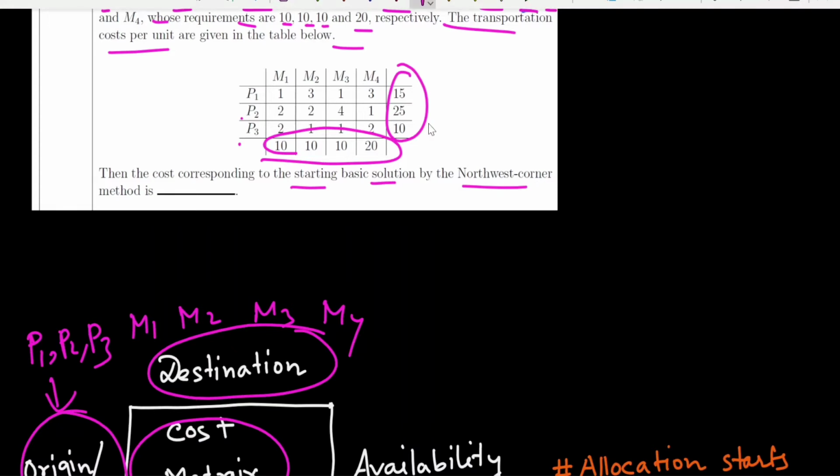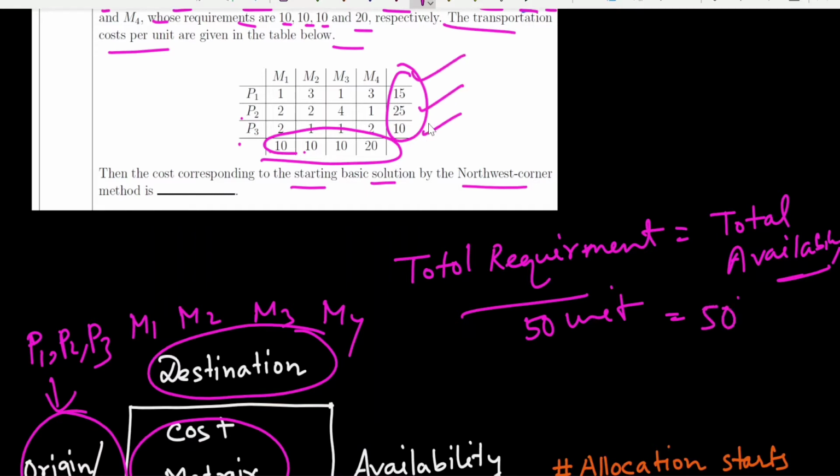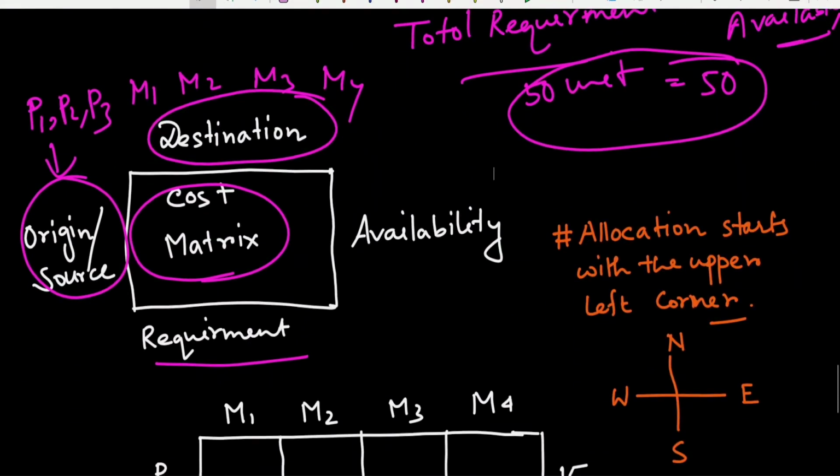To check whether this is a balanced transportation problem, we just need to check that total requirement is equal to total availability. Total requirement is 10 plus 10 plus 10 plus 20, which is equal to 50 units, and the total availability is 15 plus 25 plus 10, which also gives 50. So this is a balanced transportation problem. Now we solve this problem.